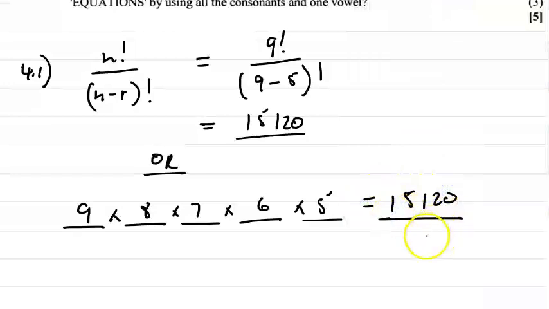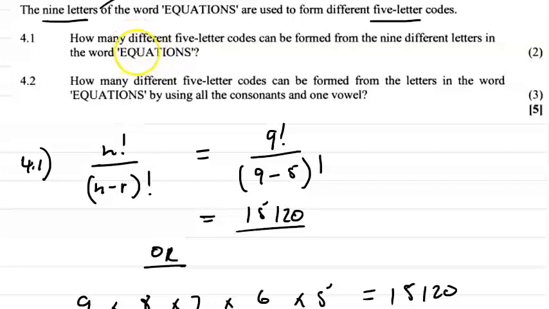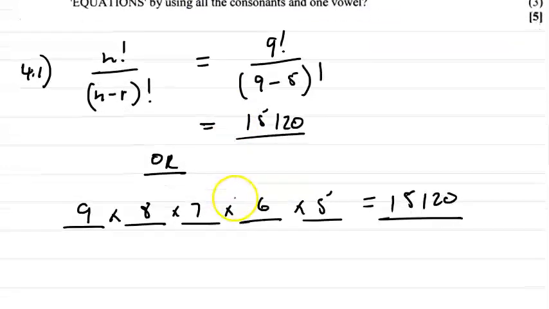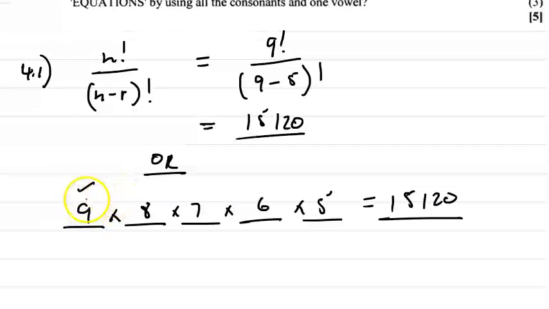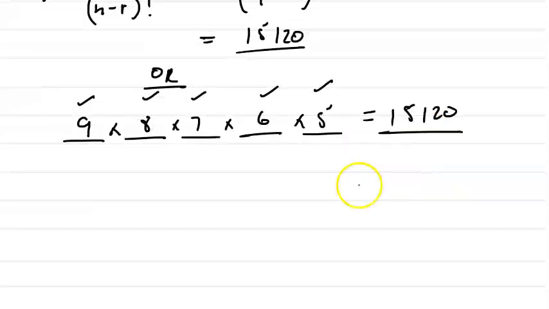Now, remember that they tell us different 5-letter codes. Therefore, this is an example involving no repetition. So in the first position, you have all 9 letters to choose from, so you can choose any of the 9. Once you choose the first letter, then you'll have 8 letters to choose from. Once you choose the second one, you'll have 7, and so on until you come to 5. And that's why we use factorial notation to answer this question.